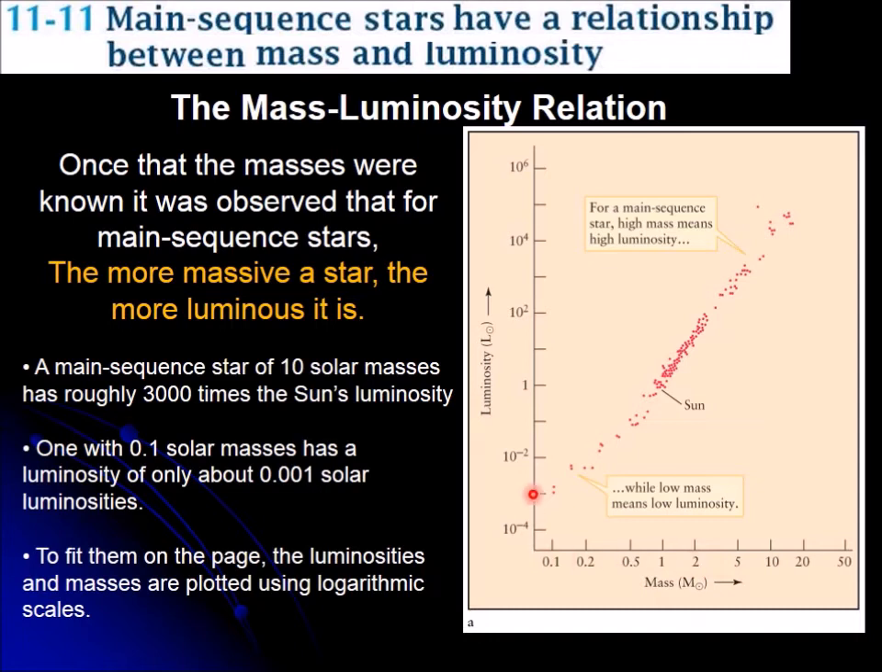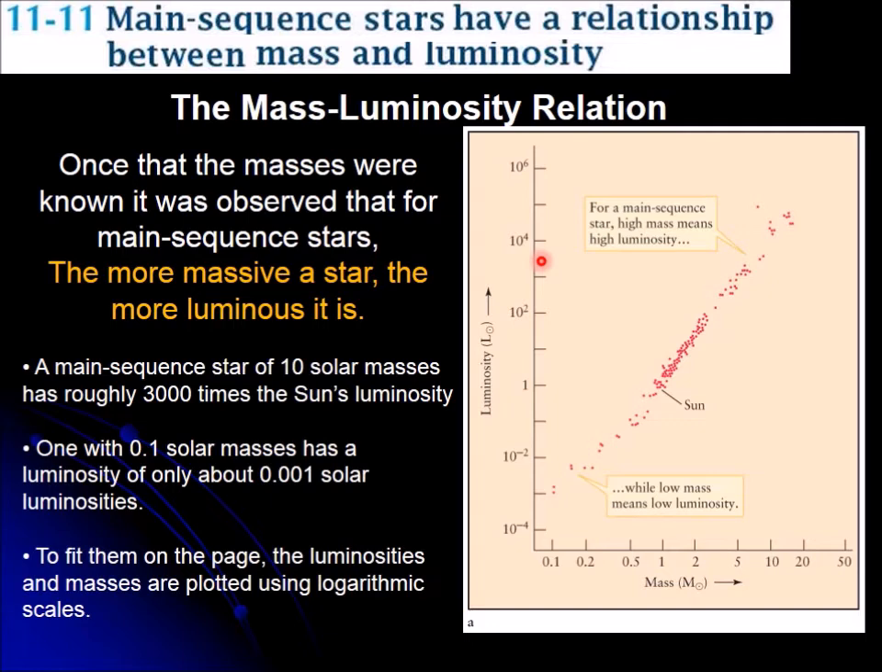The same here, it goes in factors of 10: 10 to the negative 3, 10 to the negative 2, 10 to the negative 1, 10 to the first, 10 to the second, 10 to the third, and so on. But in general terms, we can see that the more massive a main sequence star is, the more luminous it will be. So this can help us a lot to determine the approximate mass of a star by itself.